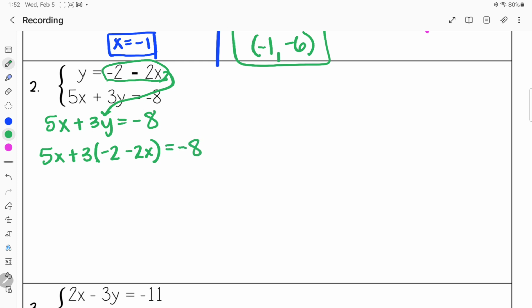equal to -8. If you've substituted right, you should be able to see that before I had an x and a y, but now I have the same variable. And that's what you're trying for, the same variable. So now I have 5x minus 6 minus 6x equals -8. All right, finish solving that.